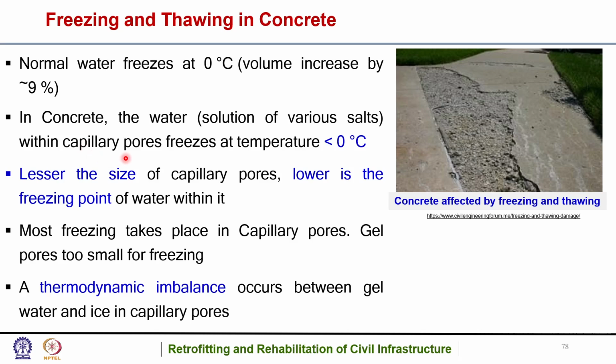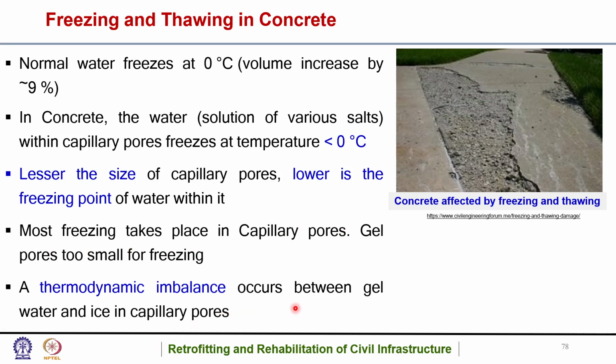So in concrete the water freezes at temperature less than 0 degree centigrade, and it has been found that lesser the size of capillary pores, lower is the freezing point of water within it. And most freezing takes place in capillary pores. That is because the gel pores are too small for freezing. Capillary pores, as I told you, are in the range of 3 nanometer to 30 micrometer, and gel pores are even lesser than 3 nanometer. So it is too small for freezing to occur. Most freezing takes place in capillary pores.